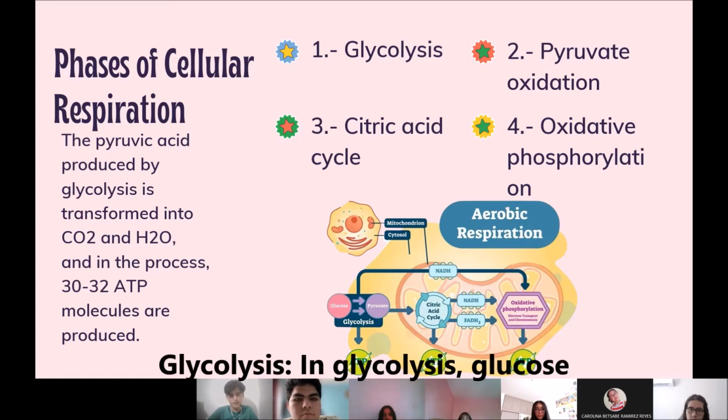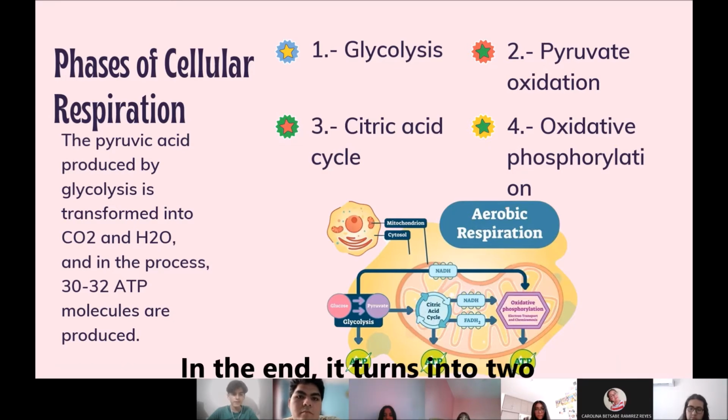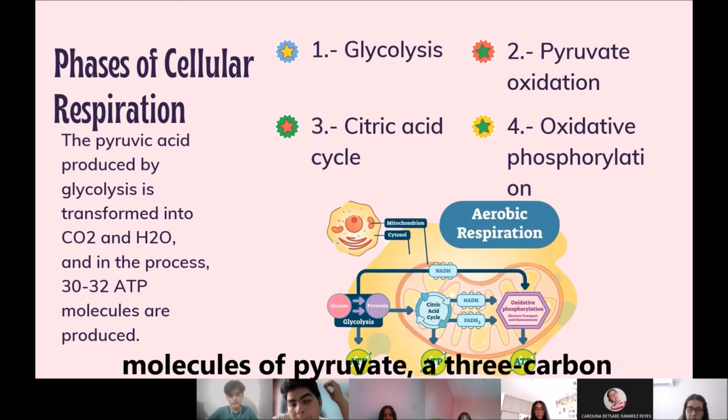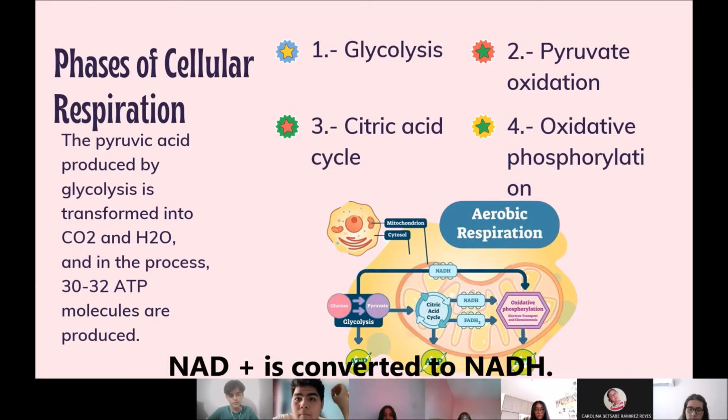Glycolysis. In glycolysis, glucose, a 6-carbon sugar, undergoes a series of chemical transformations. In the end, it turns into 2 molecules of pyruvate, a 3-carbon organic molecule. In these reactions, ATP is generated and NAD+ is converted to NADH.